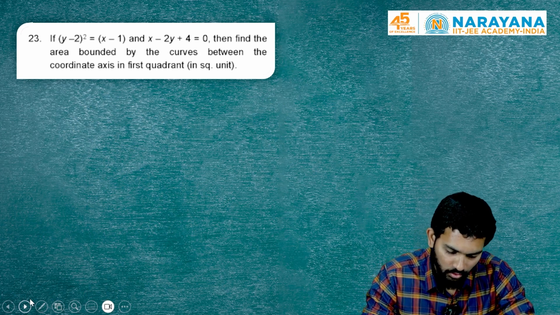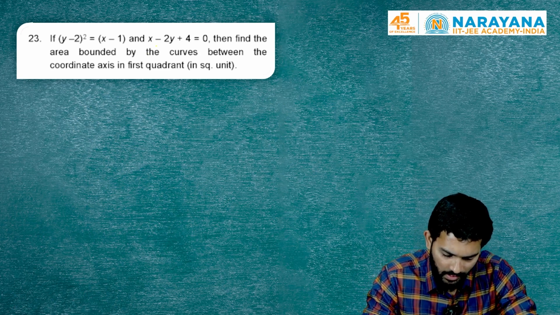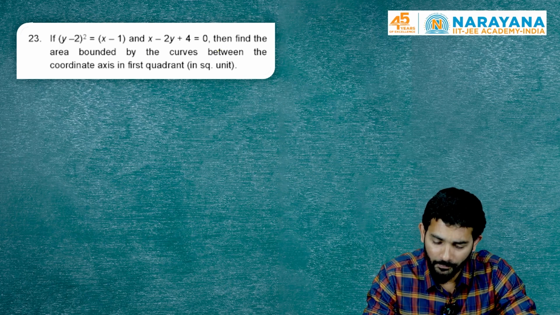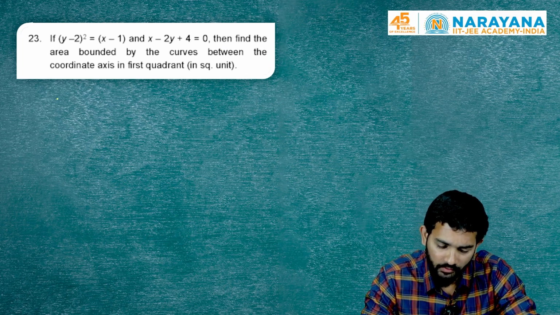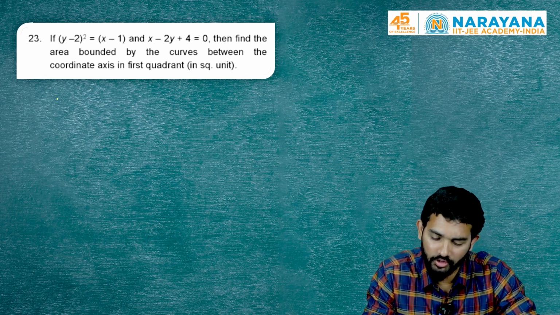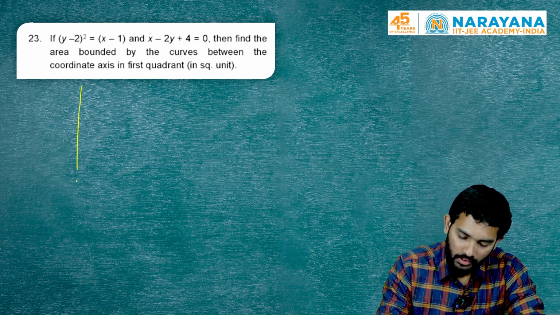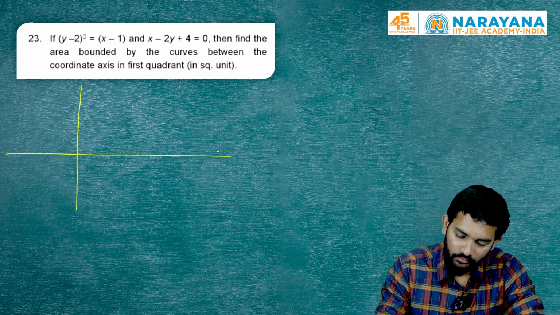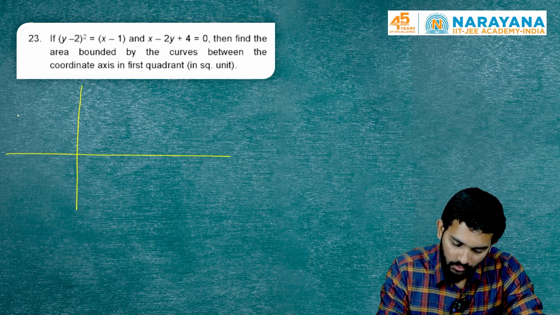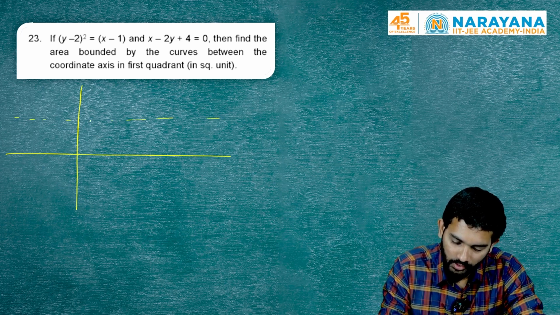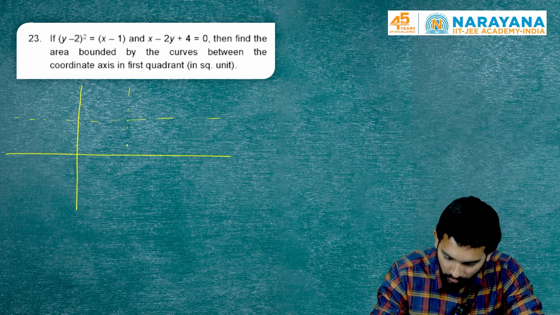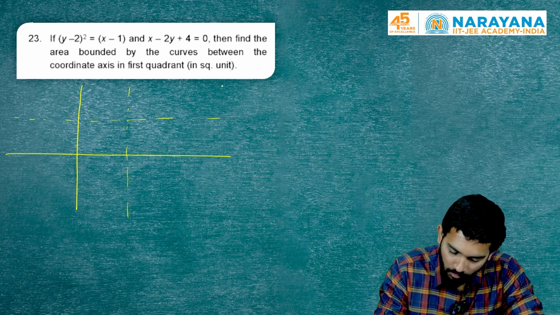If (y − 2)² = x − 1 and x − 2y + 4 = 0, then find the area bounded by the curves between the coordinate axes in the first quadrant. So let us draw the graph properly first. Let us take the line y = 2, and this is the line x = 1. So the parabola will be like this.